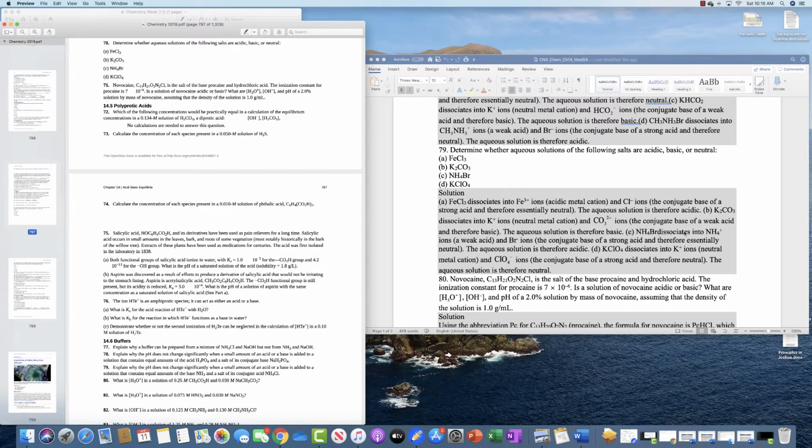The ammonium bromide dissociates into ammonium, which is a weak acid, and bromide, which is a conjugate base for a strong acid and is essentially neutral. Therefore, the aqueous solution is acidic. The last one, potassium chromate, dissociates into potassium, which is neutral, and chlorate, which is the conjugate base for a strong acid and is therefore also neutral. So neutral plus neutral means that it's going to be a neutral solution.